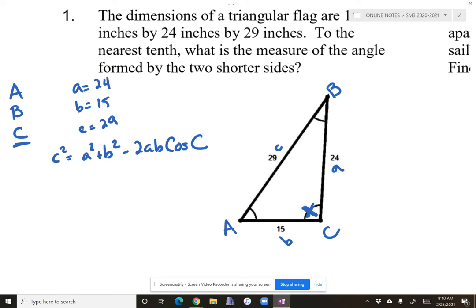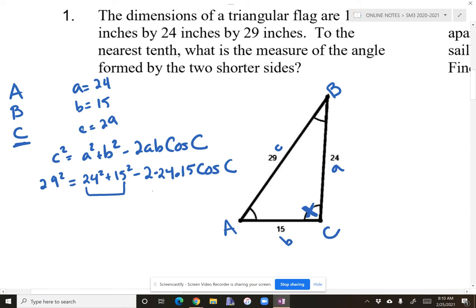So the first thing, I got c squared. So I've got 29 squared equals 24 squared plus 15 squared minus 2 times 24 times 15 cosine of c. Remember with this one, I'm going to keep things together. So I have to keep this together and this together and this together. So I'm going to grab my calculator, and I'm not going to use the one on the screen because it's too slow. But 29 squared, I get 841.